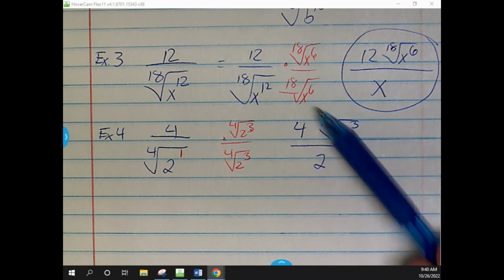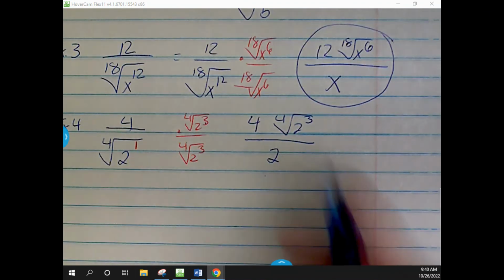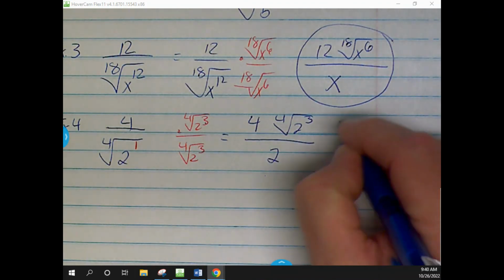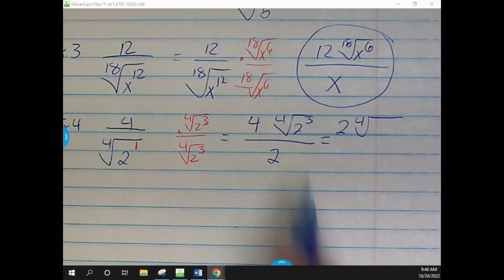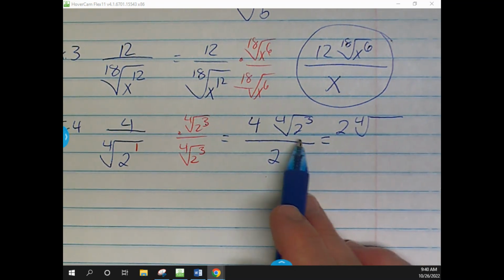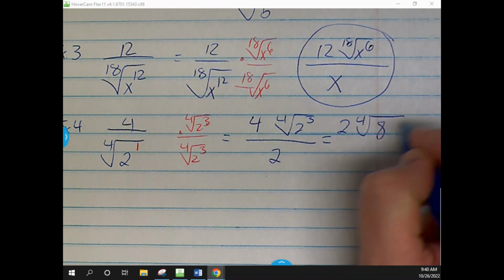Okay, but what is 4 divided by 2? That's just 2, right? So that's 2 times the 4th root of 2 to the 3rd. Looks a little funny like that. So let's just go ahead and do 2 to the 3rd. 2 times 2 is 4. 4 times 2 is 8. So let's make it 2 times the 4th root of 8 for the final answer.